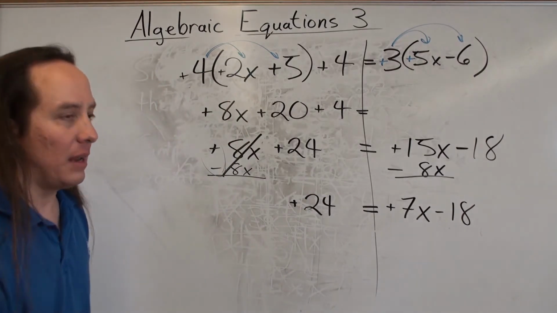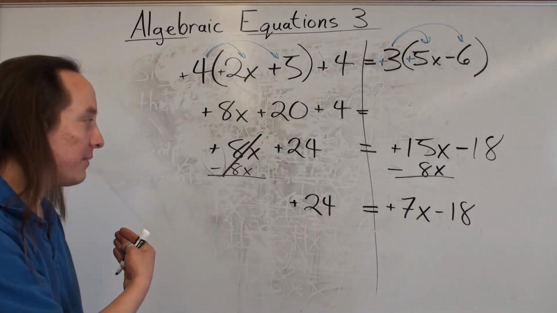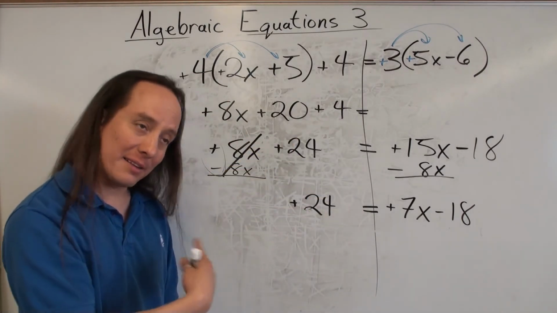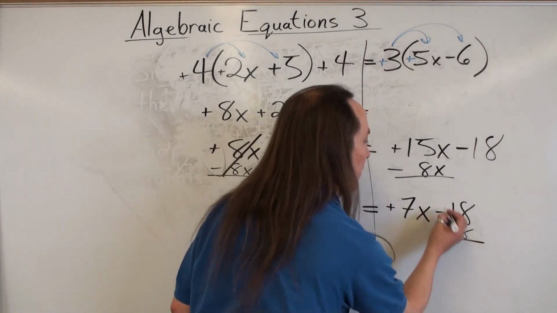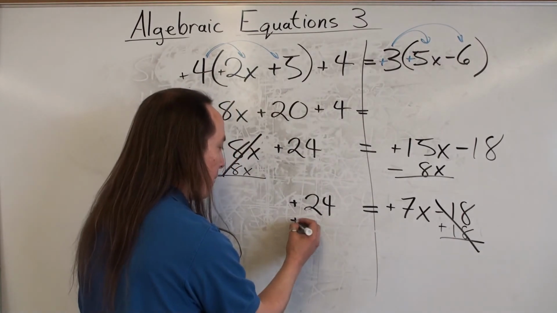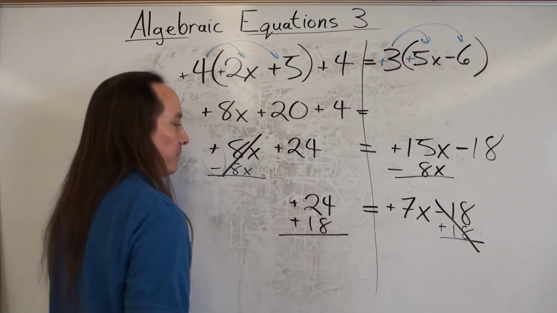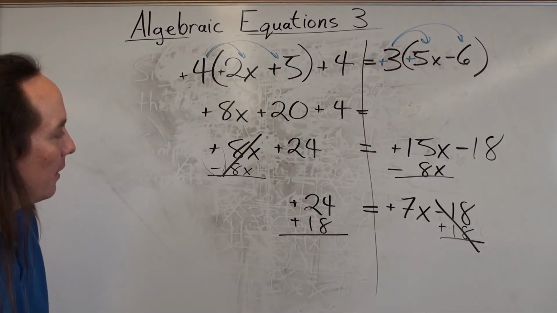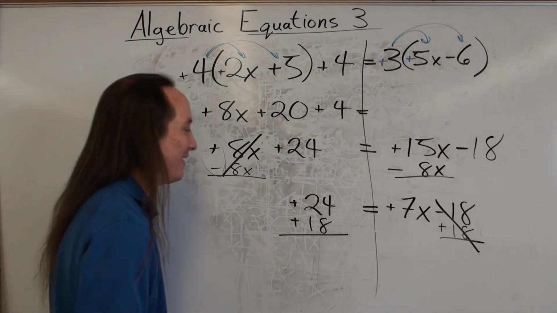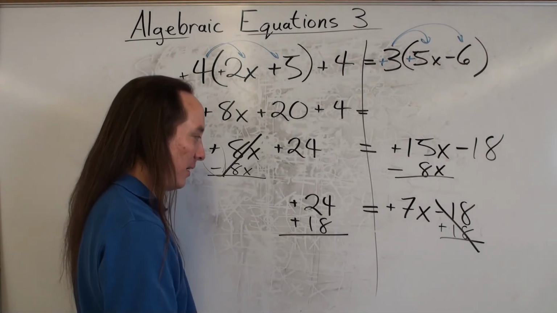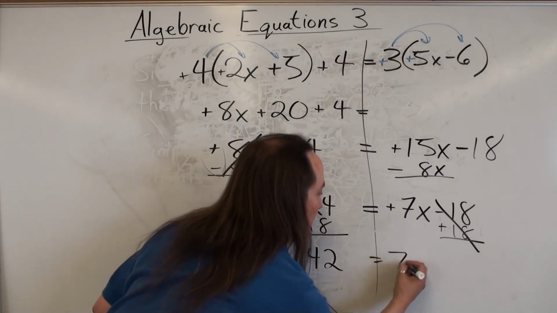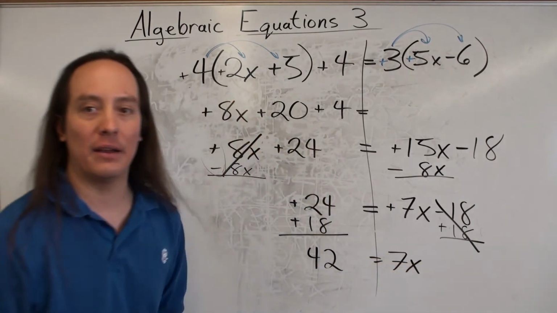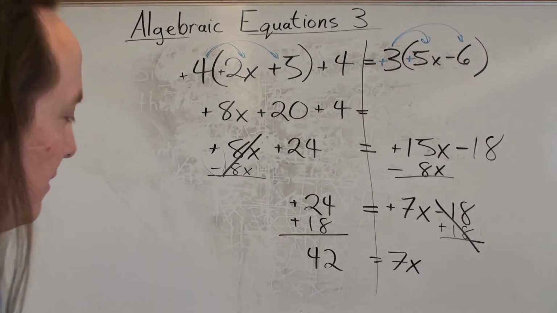All right. So now we'll pass the 18 over here to the left side to group all the numbers that don't have an x on one side. And that means we'll add the 18 to both sides, eliminating it on the right and bringing it over here to the left. So 24 plus 18 should be 42 is equal to 7x. And I think I'm running out of space, and I am, darn it.